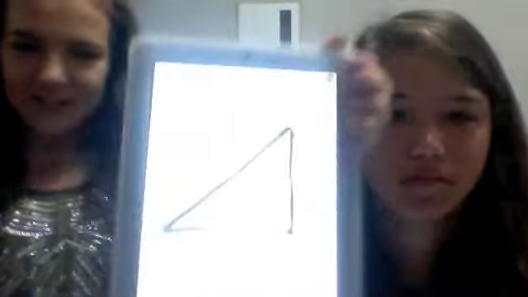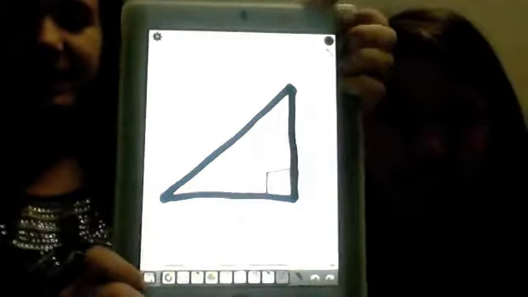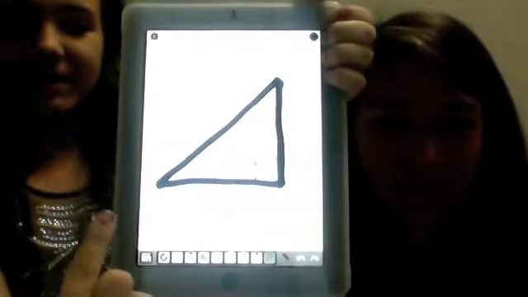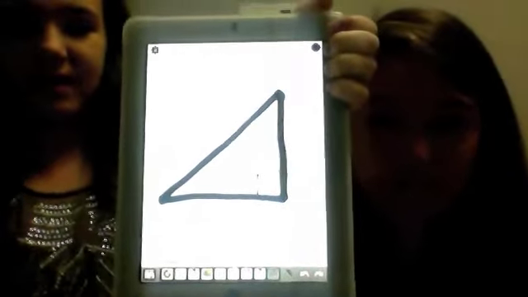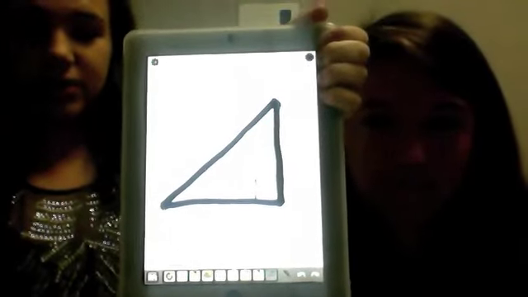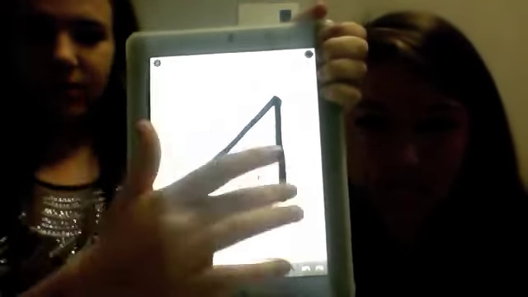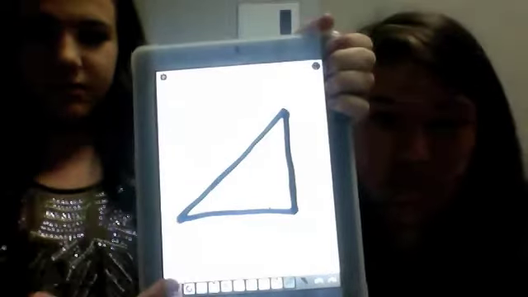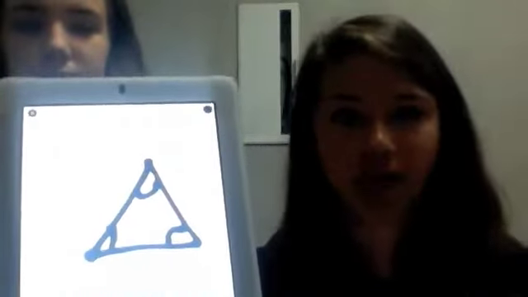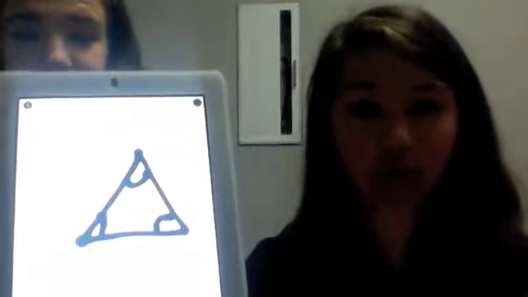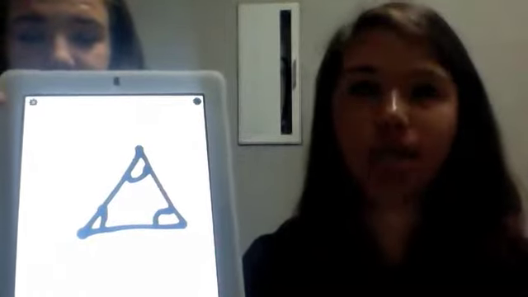So, the first one is a right triangle, and it looks like that. You can tell it's a right triangle because it has one right, 90-degree angle on one side, so it's always going to have one right angle and two acute angles. And then there's an equilateral triangle, which has three equal sides and also three equal angles, which equal 60 degrees.